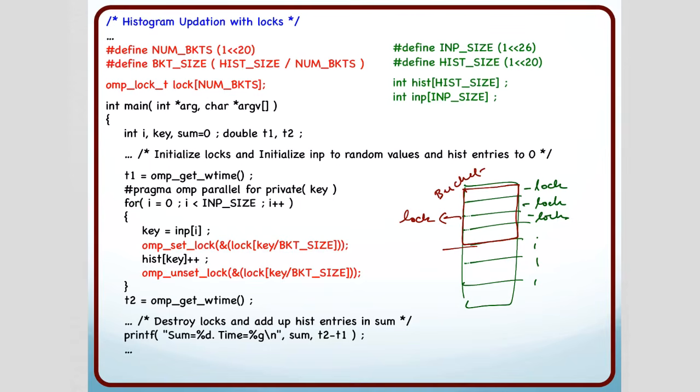So what is the advantage? The advantage is that my memory footprint has gone down. Maybe I can make use of the cache out of that. And what is the disadvantage? If two threads are trying to update histogram entries which are in the same bucket, then they are going to again contend for the same lock, right? And that's going to slow down the code. Reduce parallelism.